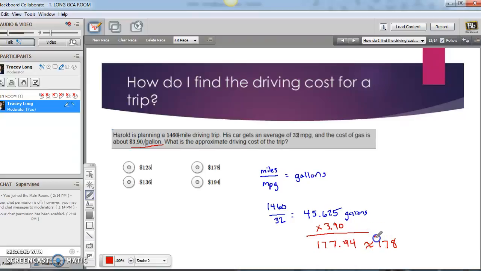$178. So that's how I get in trouble, because I always come back and say, oh, this trip isn't going to cost us anything. And my husband says, yeah, except for the $97 in gas. All right, there you go. Good luck on that one.